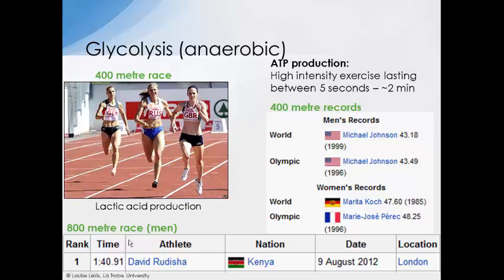If we look at the 800-metre race, obviously double the 400, 2 times around the running track, you're looking at a time here of 1 minute 40. And again, that's still within that range where anaerobic energy production is very important.